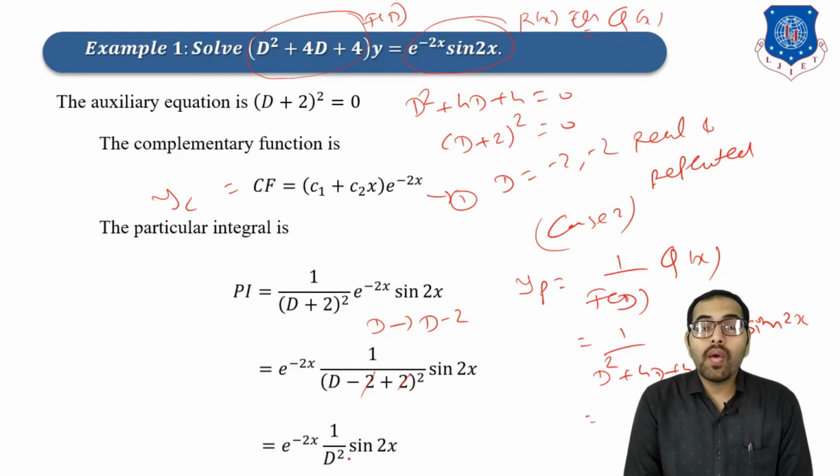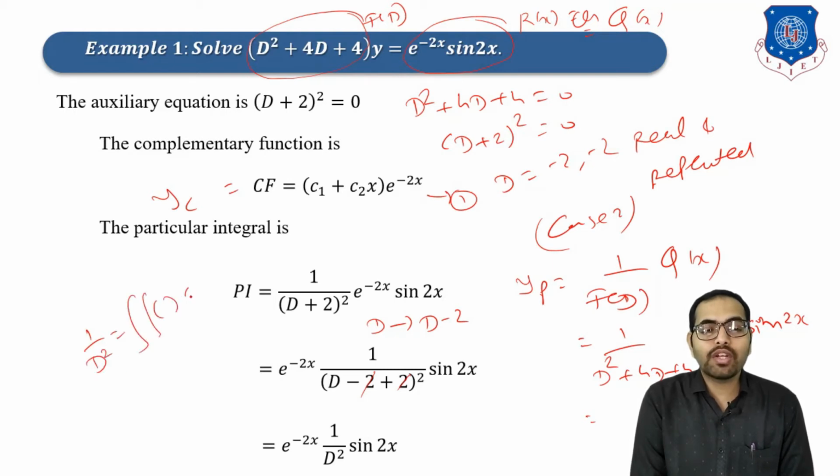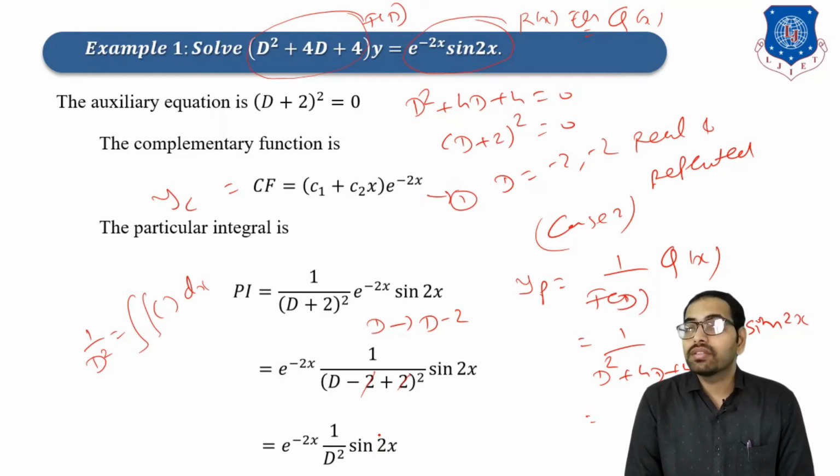Here we can apply 1 upon D as integration, so 1 upon D square means we apply integration two times to that particular V of x, that is sine.